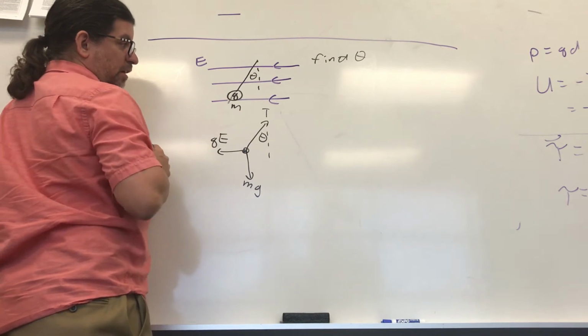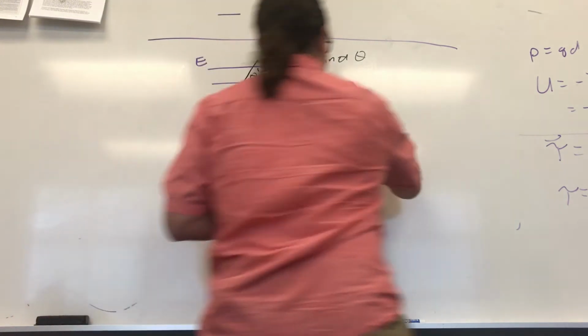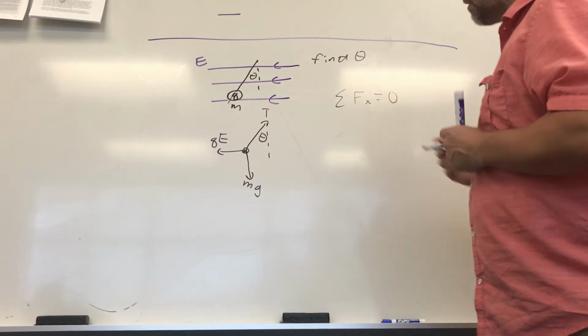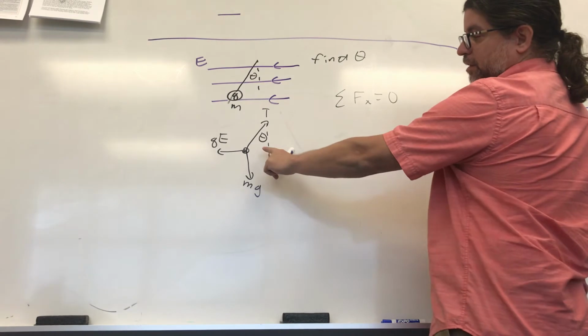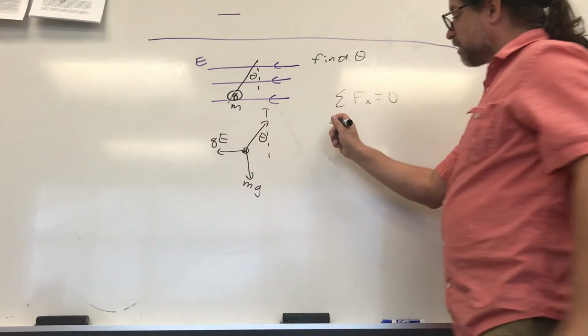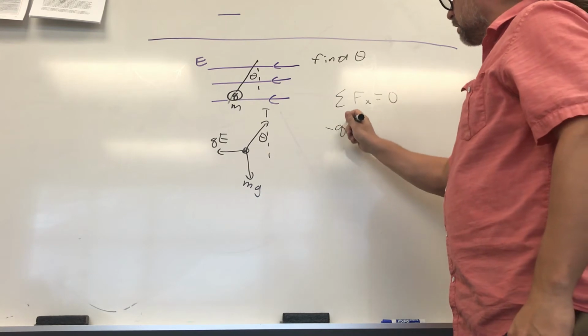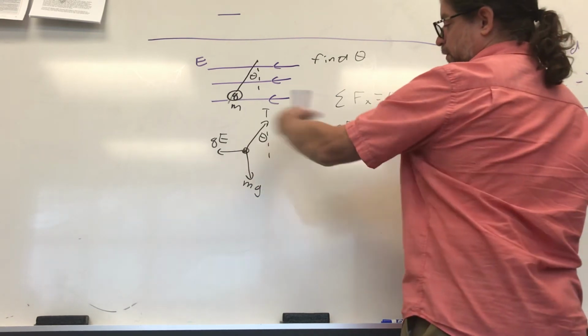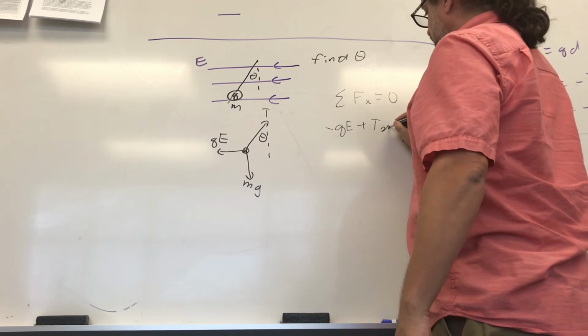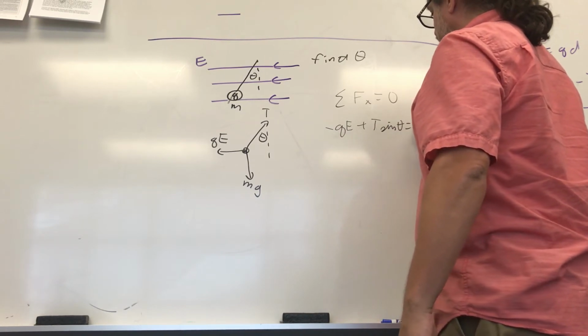So from this free body diagram, I'm going to use that the sum of the forces in the x direction is equal to 0. So the two forces in the x direction are the electric force that way and a component of the tension that way. So the electric force is minus QE, and the force that way is going to be a component of the tension, which I believe works out to be T sine theta.